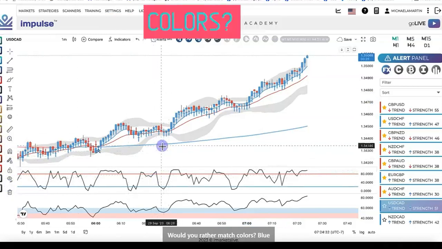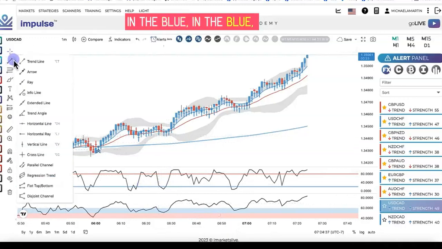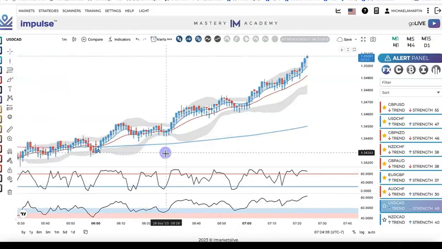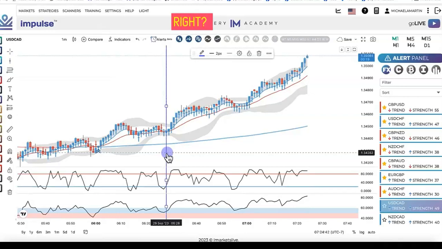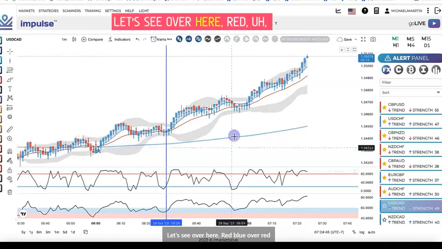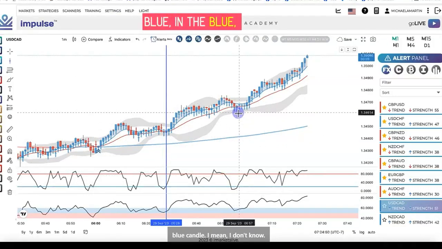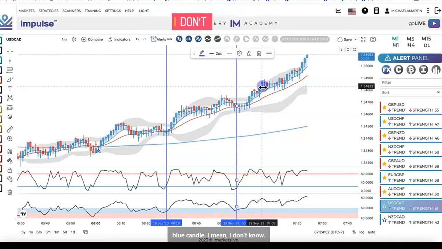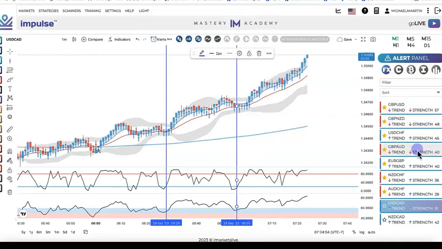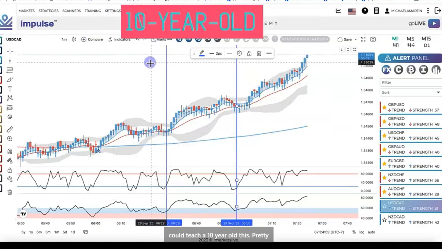Would you rather match colors? Blue over red, over blue, in the blue, in the blue. Let's see over here. Blue over red, over blue, in the blue, in the blue, blue candle. I mean, I don't know. I'm pretty sure we could teach a 10-year-old this. Pretty sure.